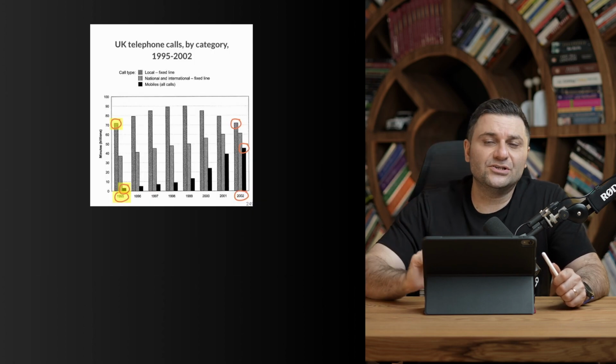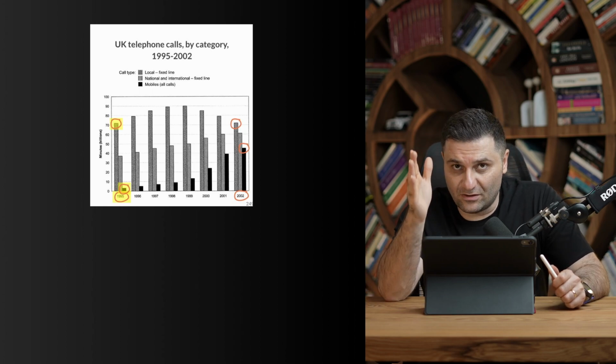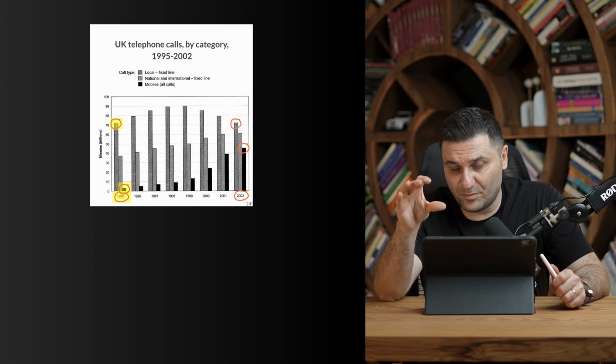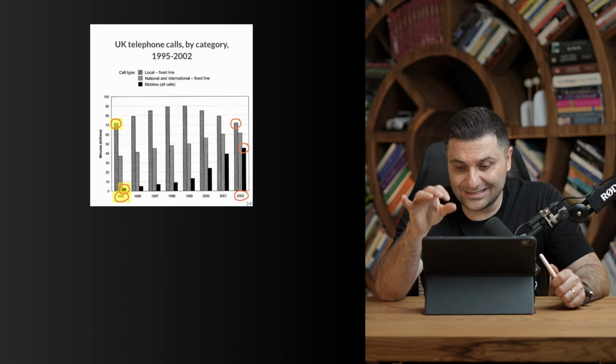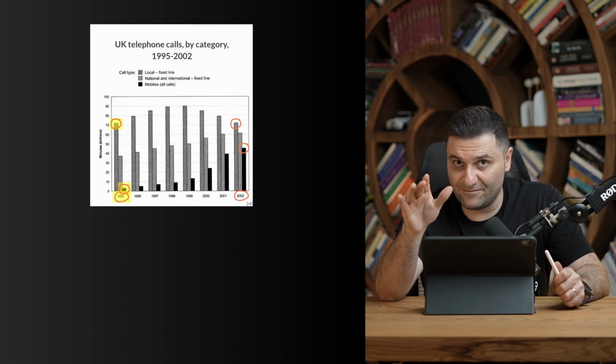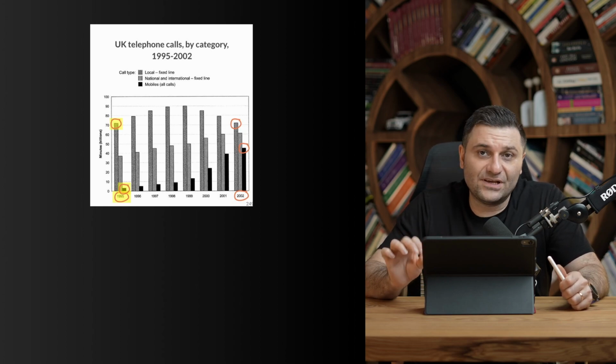Now, what we are going to do is that we should, in our overview paragraph, write the lowest and the highest in the beginning of the period. So as you can see here, as it is highlighted, the highest was local fixed line, and the lowest was mobiles in 1995. And in 2002, again, we can see that mobiles were the least, and local fixed line were the highest. So we write about this.